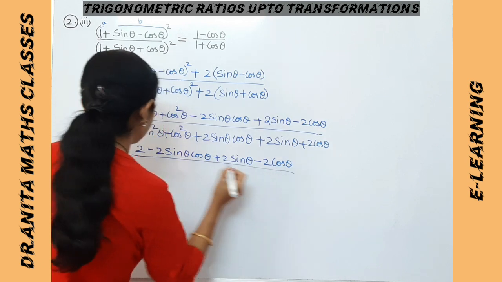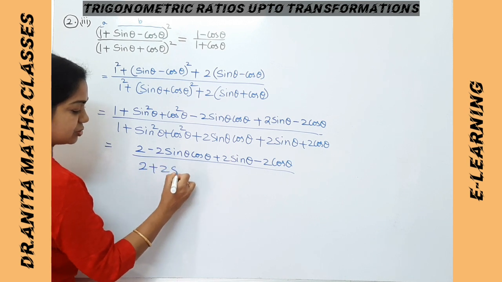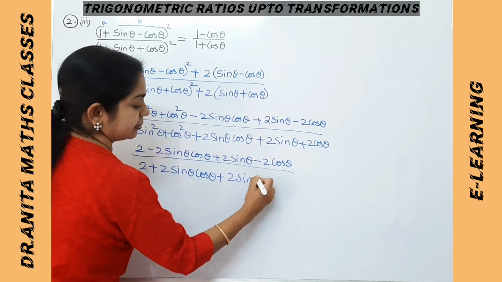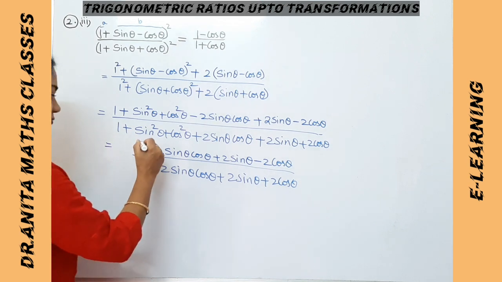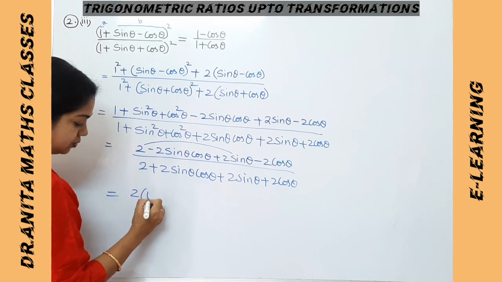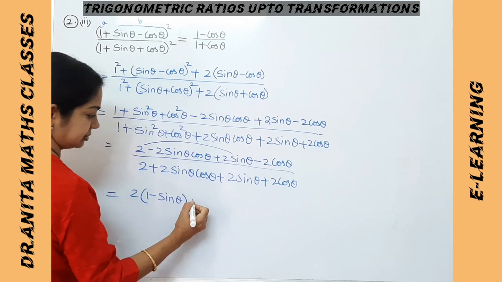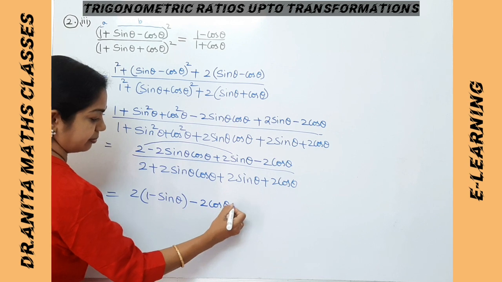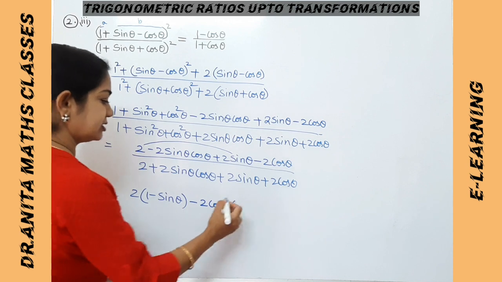Now coming to the next one, 1 plus 1 again, 1 plus 1 is 2. 2 plus 2 sin theta cos theta plus 2 sin theta plus 2 cos theta. Now a few terms we can take common here. If you see here, consider these two. So I can take 2 common, so 1 minus sin theta in those two terms. For the leftover terms, I can take 2 cos theta. Let me take minus 2 cos theta common. If you take minus 2 cos theta common, the leftover is just sin theta.